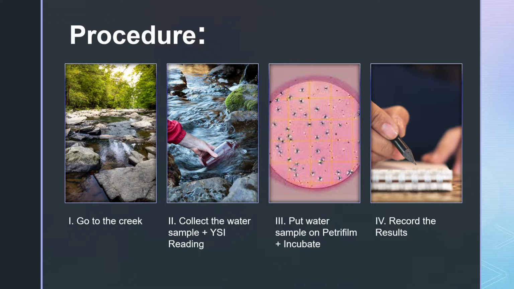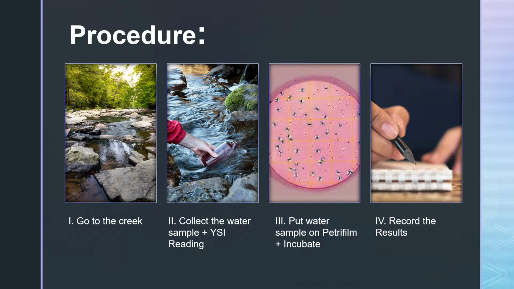After the water was collected in the bottle, we placed it in ice to prevent heat from killing the E. coli. Another thing we did at the same site, we recorded a YSI reading. For that, we collected it a little bit upstream so the results won't be contaminated from rinsing the water bottle. Upon returning back to the lab, we put the sample of our water on Petri films and incubated it.